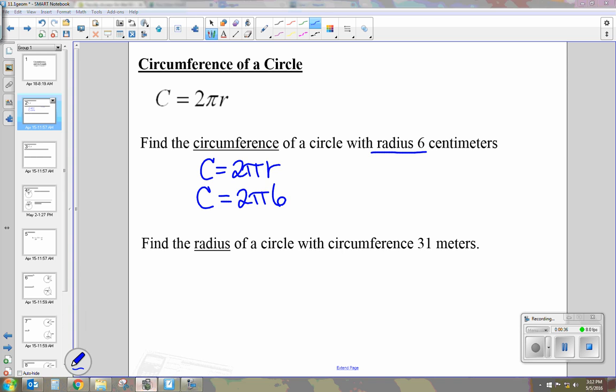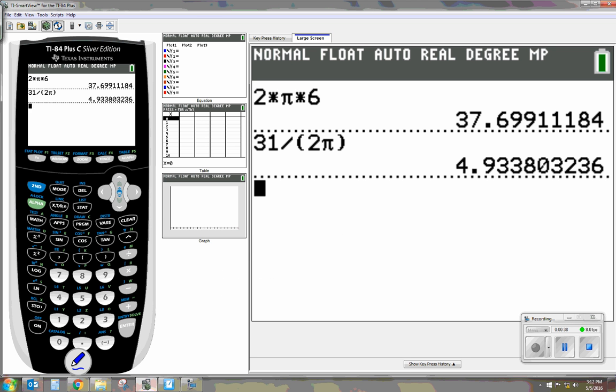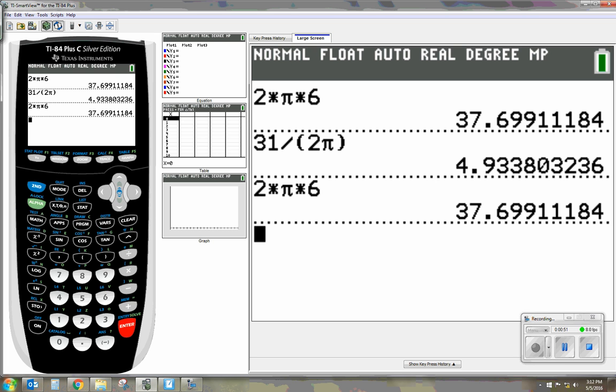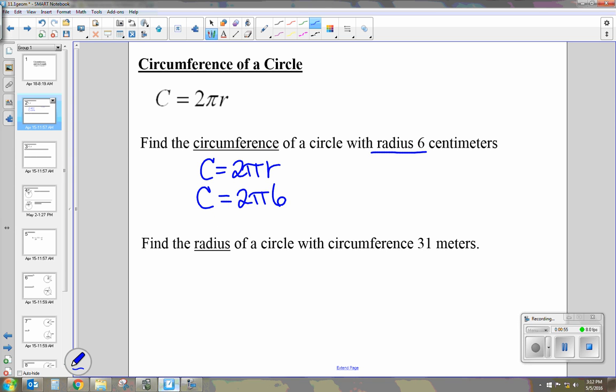And we can use our calculators. We can do 2 times pi, which is second caret, times 6, and we can get our answer, which is about 37.7. And we have to be really careful about our units, so that is in centimeters.